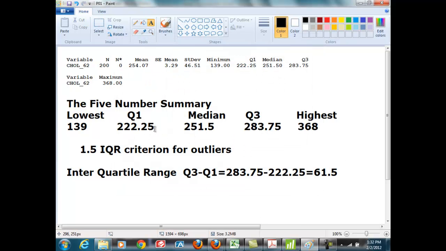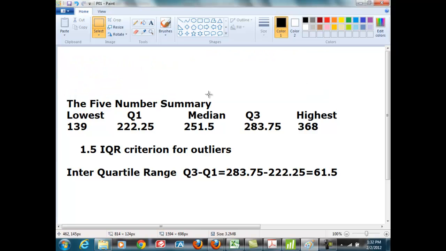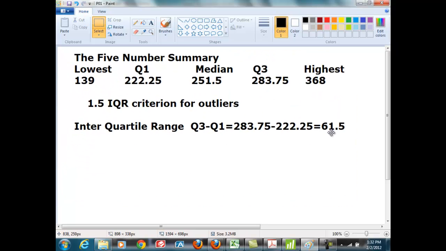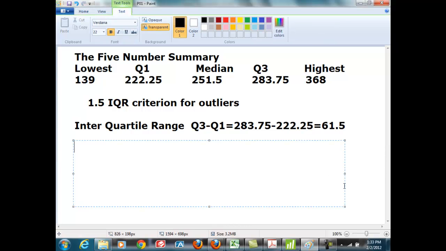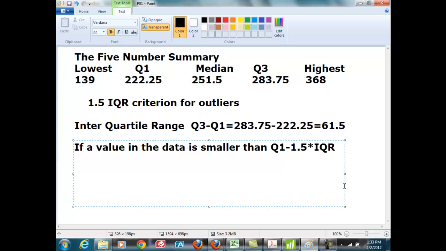Everybody good? Okay. So what we do according to this criterion is this. If a value in the data is smaller than the first quartile, as Cindy said, minus 1.5 times the interquartile range, we may treat that as an outlier.